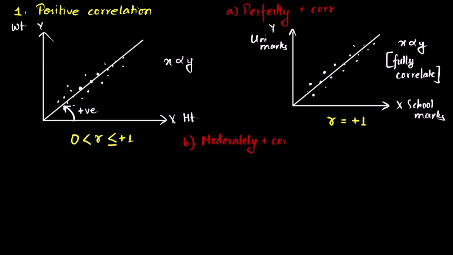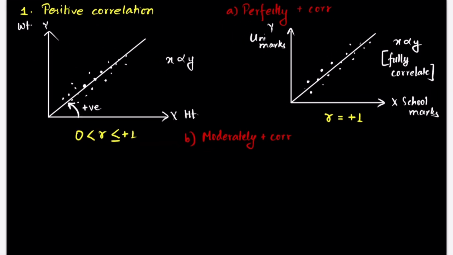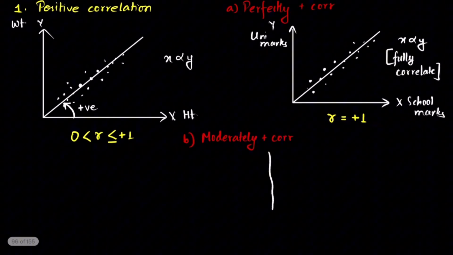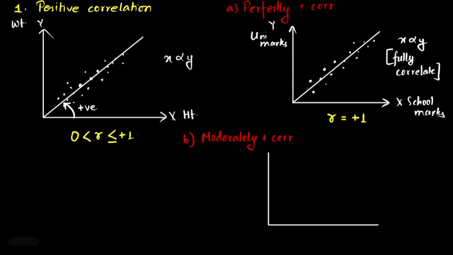Second is moderately positive correlation. So here as well, I have two axes, x-axis and y-axis. On x-axis, let's say I have age of wife, and on y-axis I have age of husband. Upon plotting the age of wife and their husband, it comes out to be something like this.